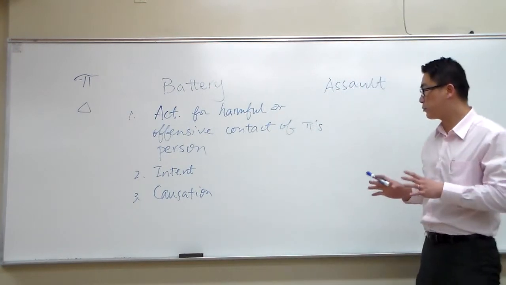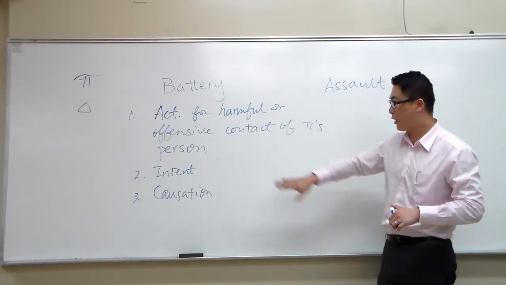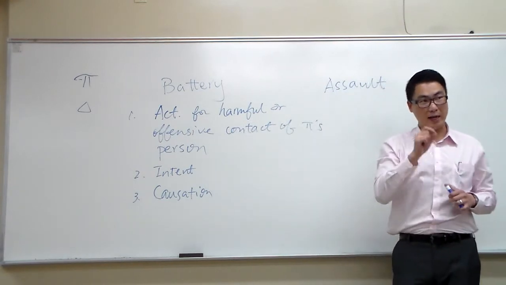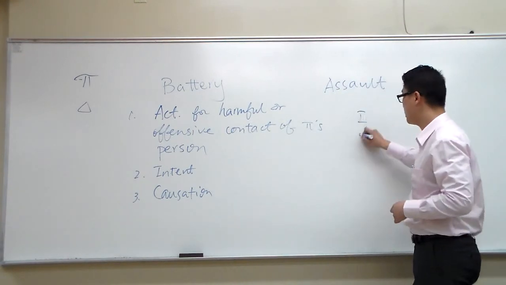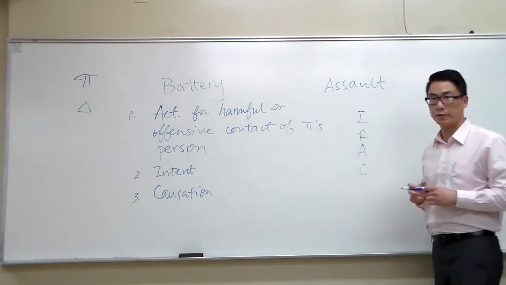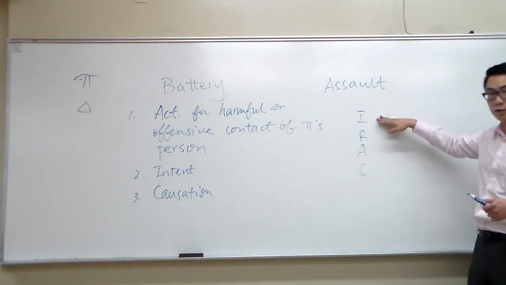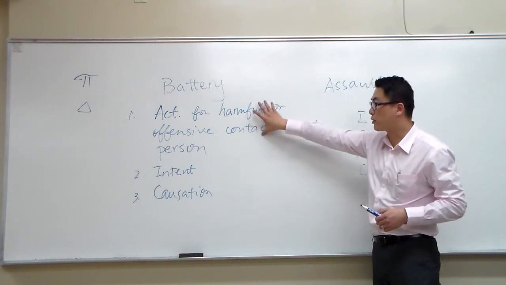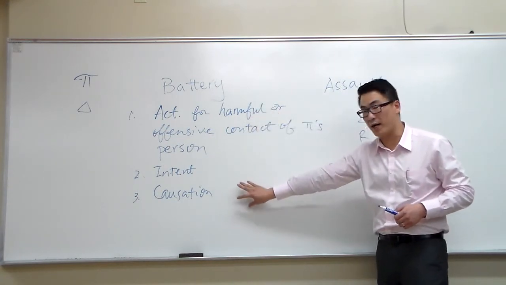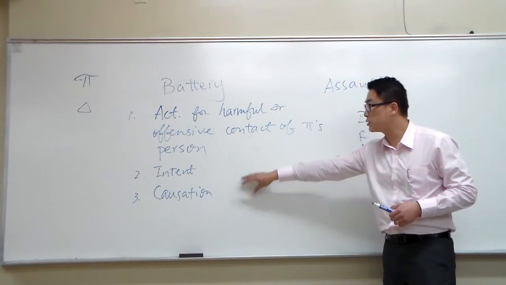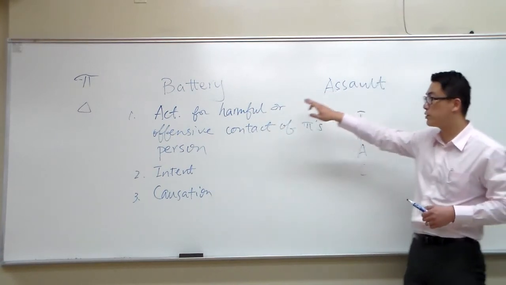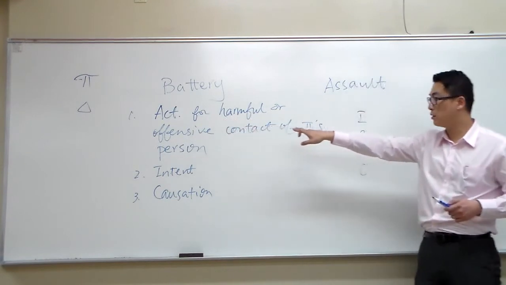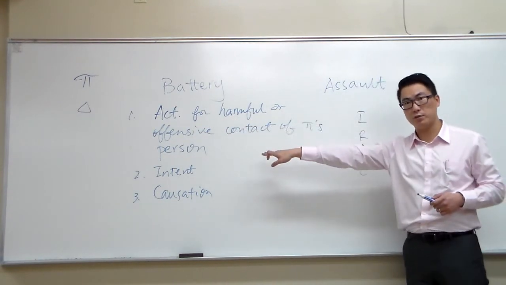So in your exam questions and in your homework, I want you to write this way, okay? Remember I showed you to write in IRAC. What is your issue here? You're going to break it down into 3. You're going to do an IRAC for 1, an IRAC for 2, and an IRAC for 3. So the issue here is whether there was a harmful or offensive contact of plaintiff's person.